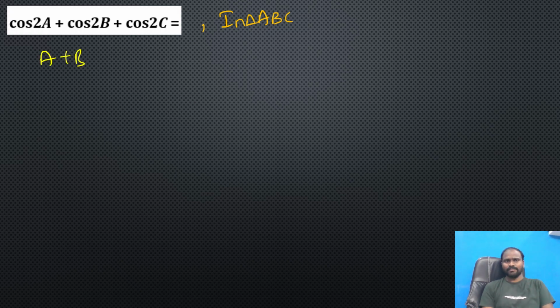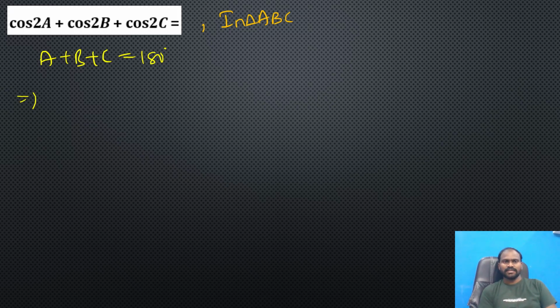Okay. For example, look at this. In triangle ABC, we have to find cos 2A plus cos 2B plus cos 2C in triangle ABC. That is the question. So triangle ABC means what? A plus B plus C is equal to 180 degrees. This is an important type of 7-mark question for boards actually.